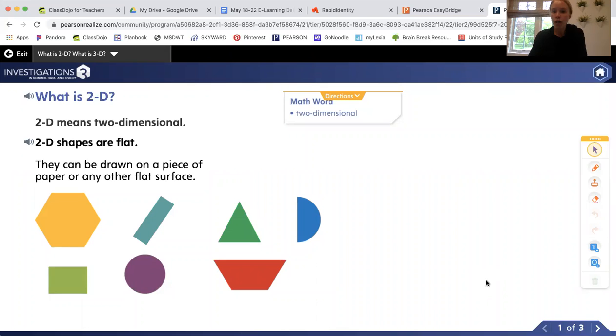Okay, so we're going to be talking about two different words, and the first word that we're going to be talking about is two-dimensional, or you could say 2D. So 2D shapes are flat. They can be drawn on a piece of paper or any other flat surface. So examples of these shapes are hexagons and rectangles and circles and squares, triangles, trapezoids. All of these are 2D shapes.